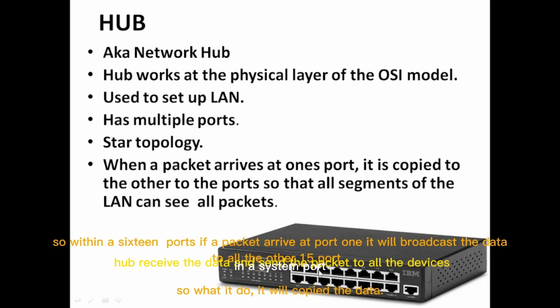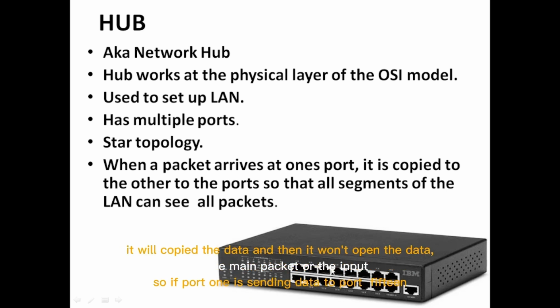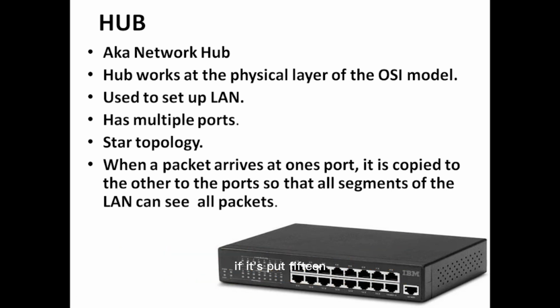So within a 16 port hub, if a packet arrives at port 1, it will broadcast the data to all other 15 ports. So what it does is copy the data, and it won't open the data. Only the intended port, if it's port 15, will receive the data from port 1. So within our practical session, we'll use star topology to build our local area network.